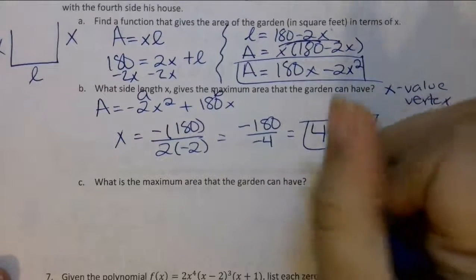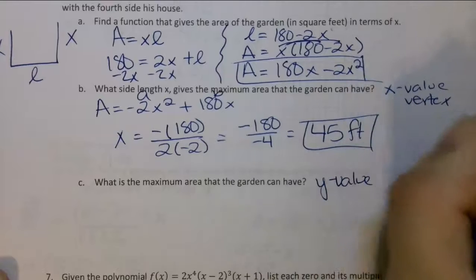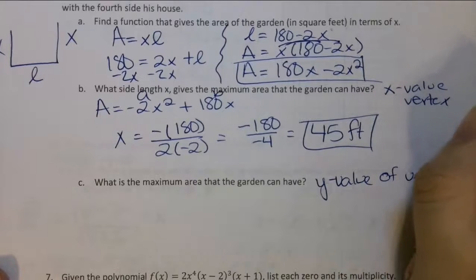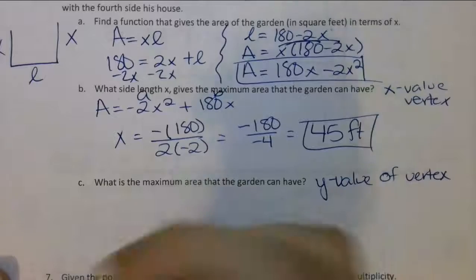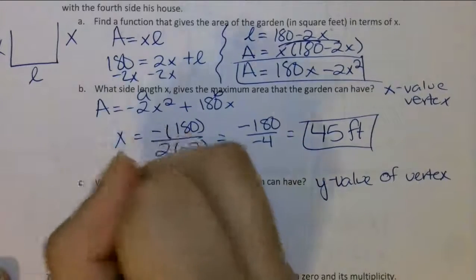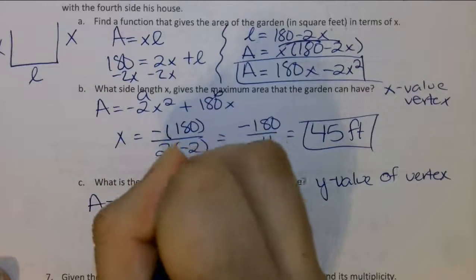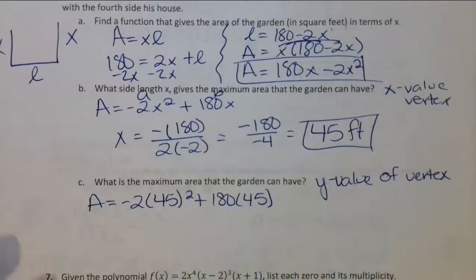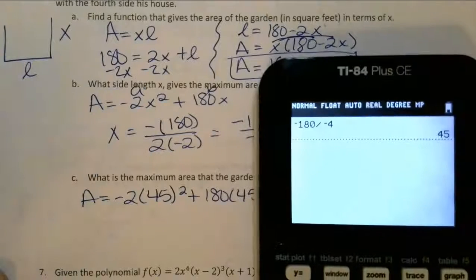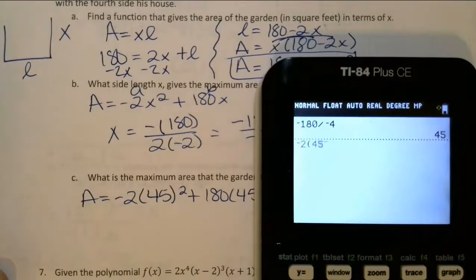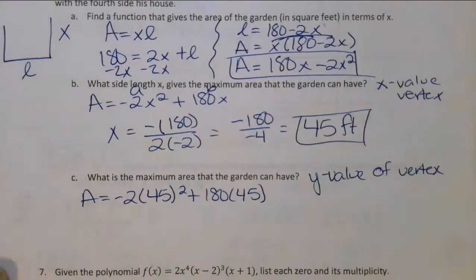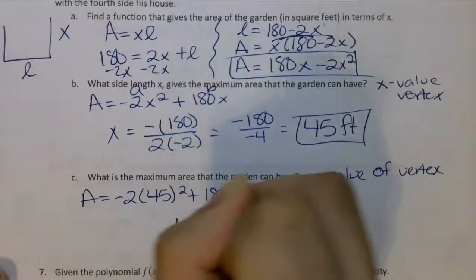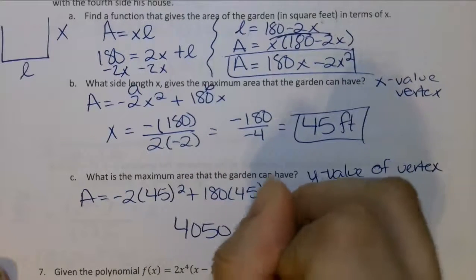Then to find the maximum area is the y value of the vertex. So I'm going to plug in 45 into my area equation. I have -2 times 45 squared plus 180 times 45. I want to type that into my calculator. -2 times 45 squared plus 180 times 45 gives me 4,050. Since we're talking area, it's going to be feet squared.